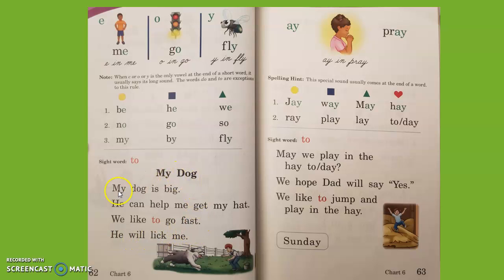Mi perro. Mi perro es grande. Él me ayuda a obtener mi sombrero. We like to go fast. A nosotros nos gusta ir rápido. He will lick me. Él me puede lamer.